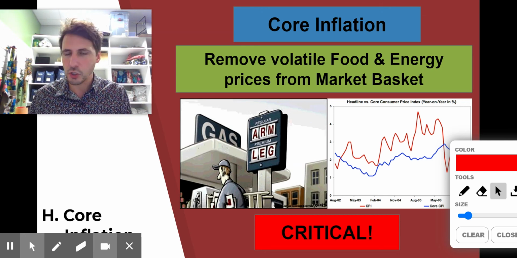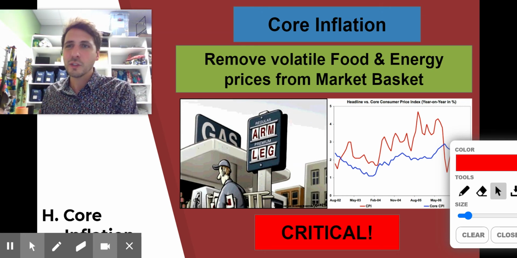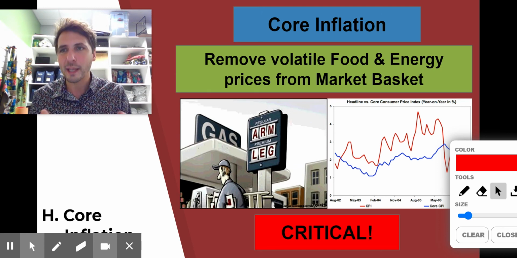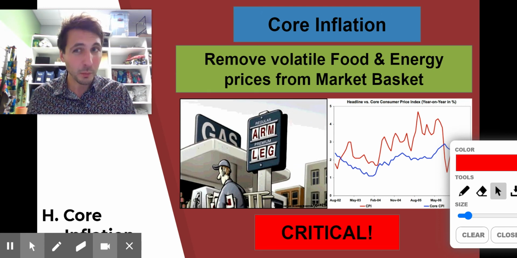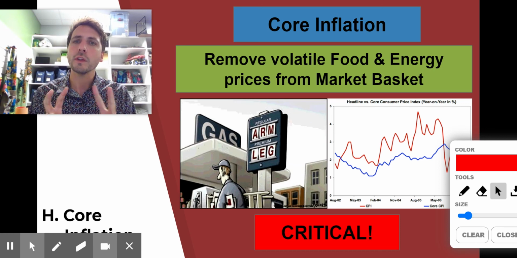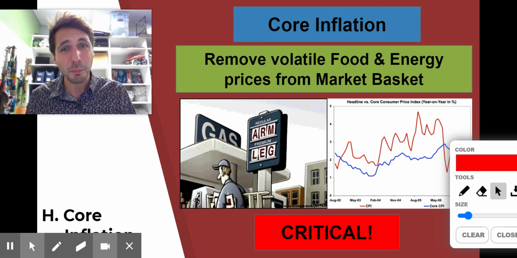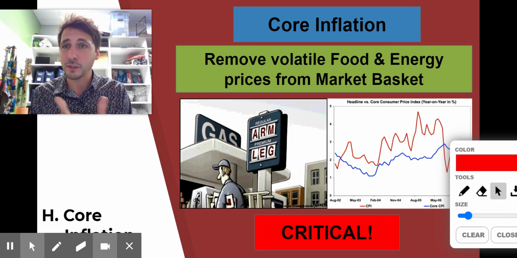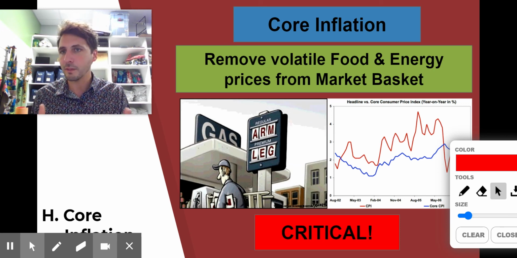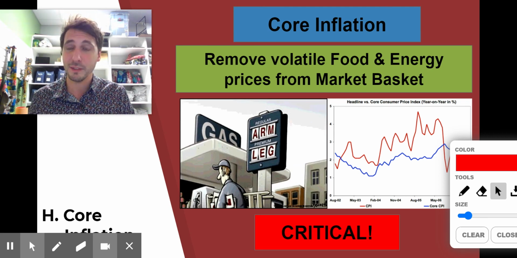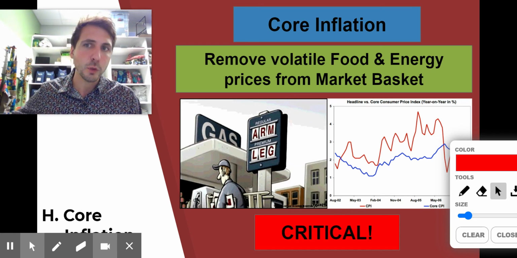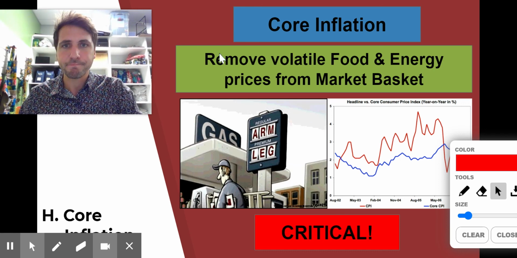Gas prices are always going to change. Let's get rid of that so that we can truly see what's happening to regular prices of goods that normally have stable prices. We call this core inflation. When core inflation is rising, that means we have a problem outside of the volatile markets of food and energy, right? We have prices rising in goods where prices are normally pretty stable. And that means we have a real problem. We call that core inflation. It's just corrected, and we take food and energy out of it.